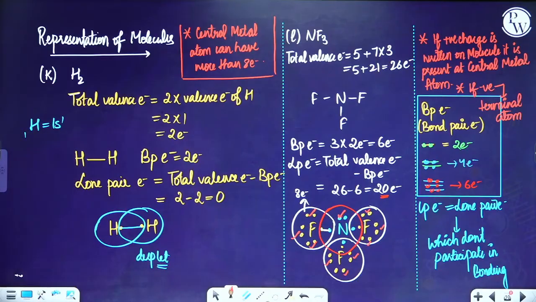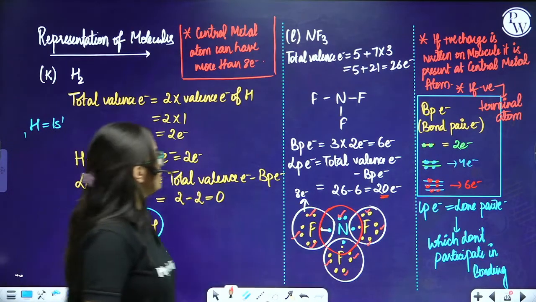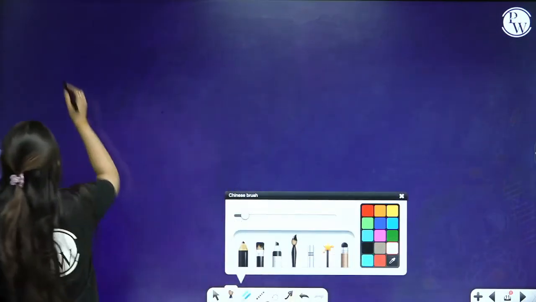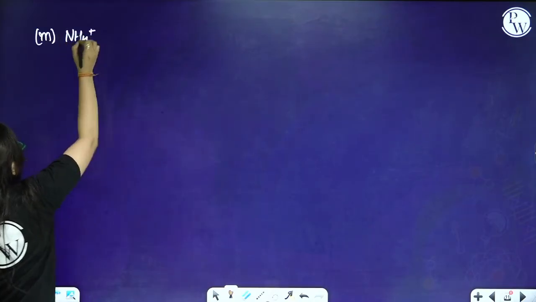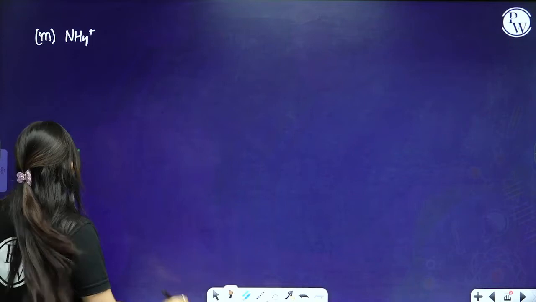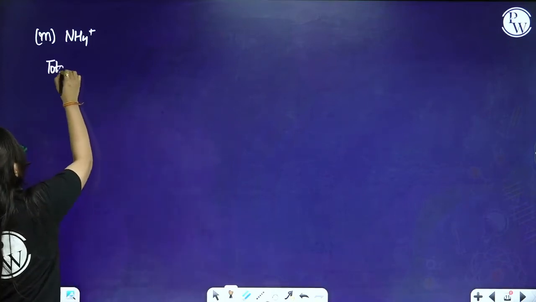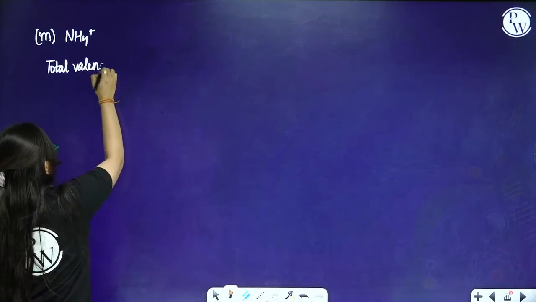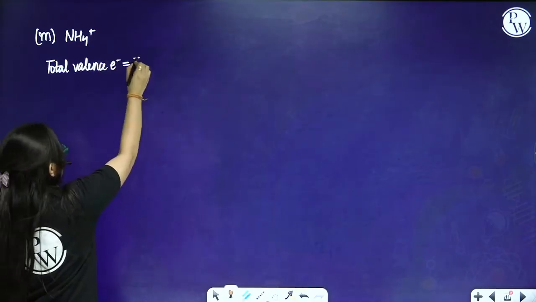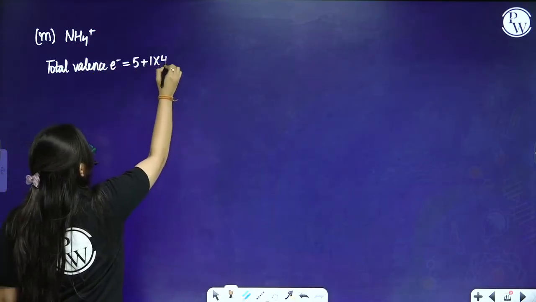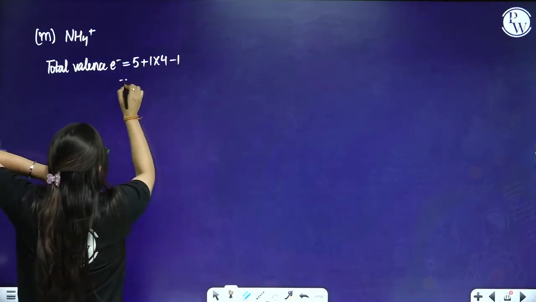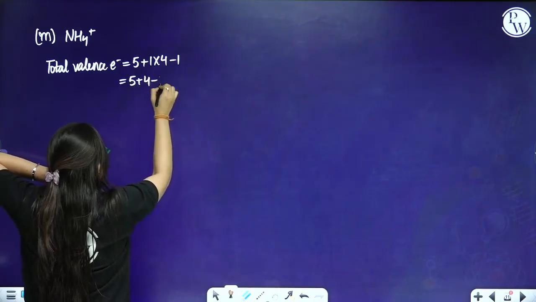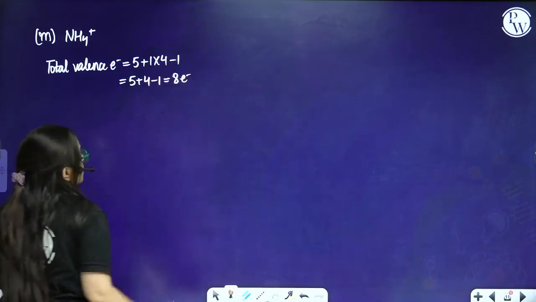Now we are going to take the next case, the M case, which is going to be about NH4 positive. Shall we start with NH4 positive? Calculate total valence electrons initially. For nitrogen it is 5. For hydrogen it is 1, total 4 hydrogen. If plus 1 is written, you have to subtract 1. So it is 5 plus 4 minus 1, that is 8 electrons.